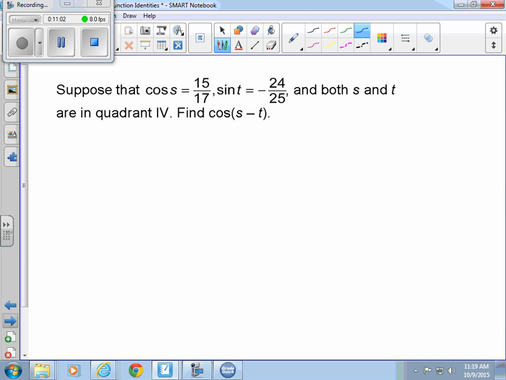So if I want to find cosine of s minus t, do you agree that that's cosine of s, cosine of t, plus sine of s times sine of t? Can I find the cosine and sine of s and t if I know what quadrant you're in? I already know the cosine of S and the sine of T. I just need the sine of S and the cosine of T. Does that make sense? How would I find such a thing?